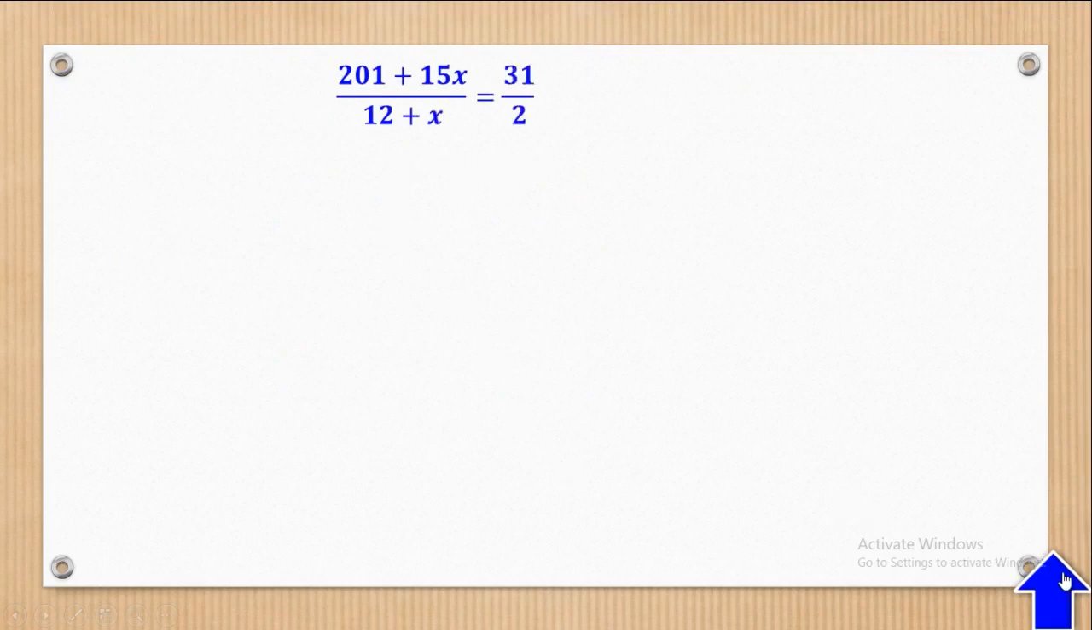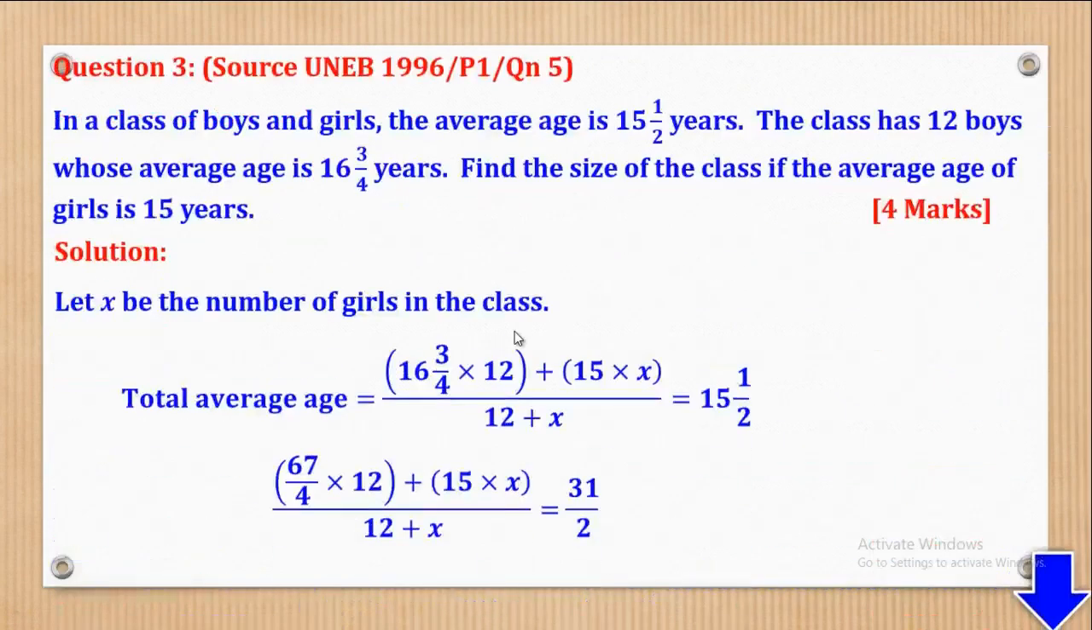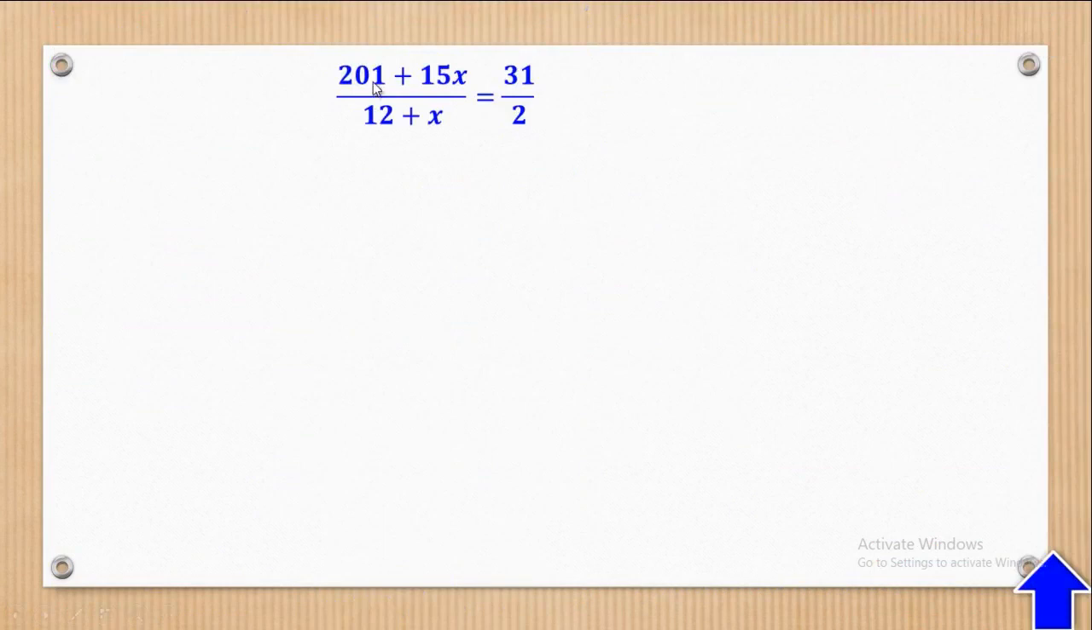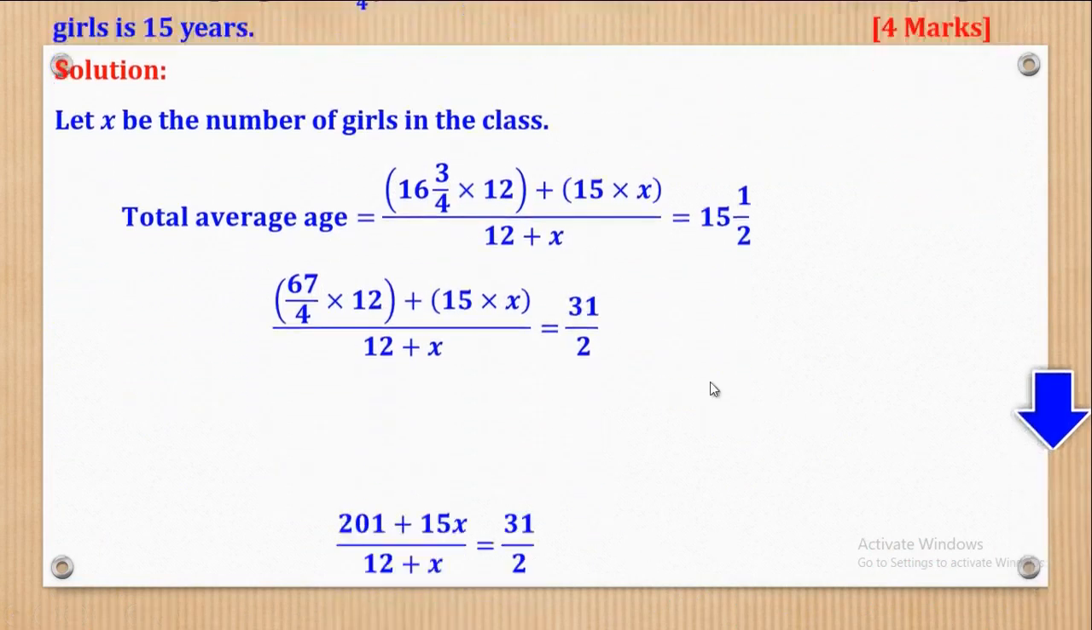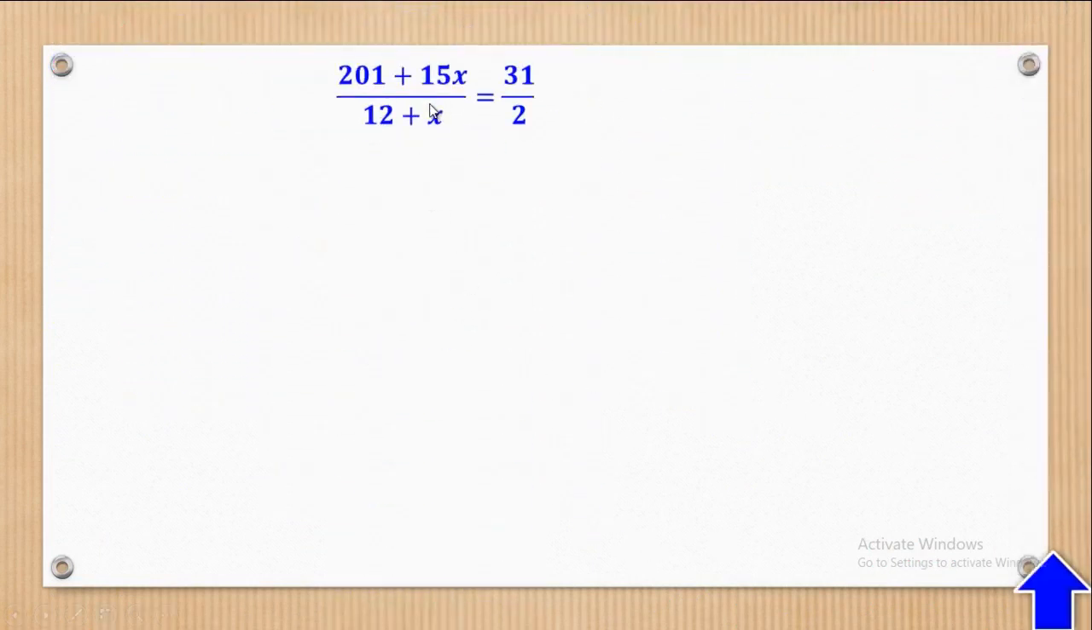When I simplify this, 67/4 times 12 will give me 102, then the rest will remain the same. So this is 102 plus 15x over 12 plus x being equal to 31/2. So that's what we have got here. Now next will be to cross multiply.